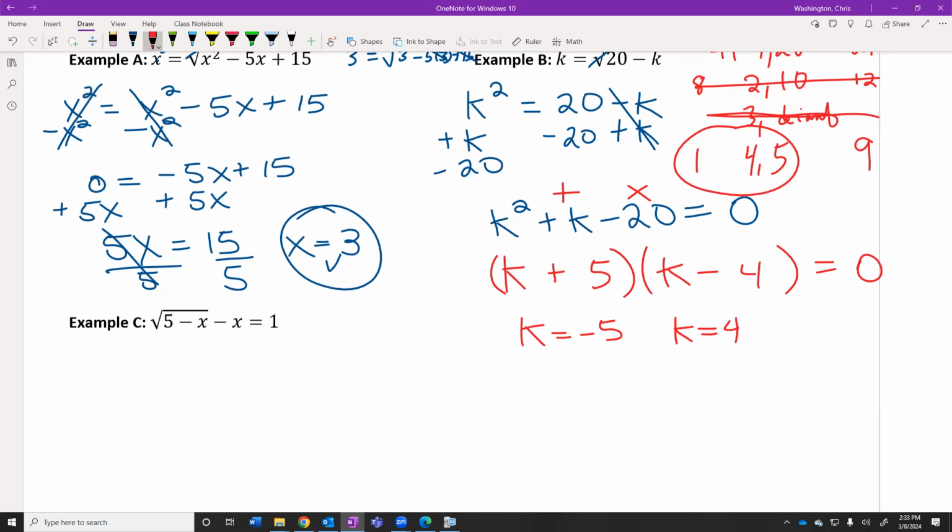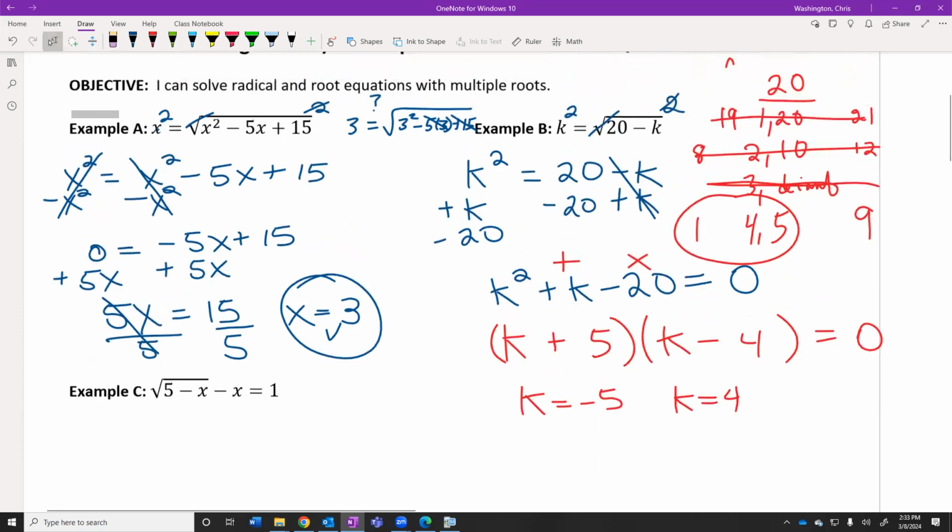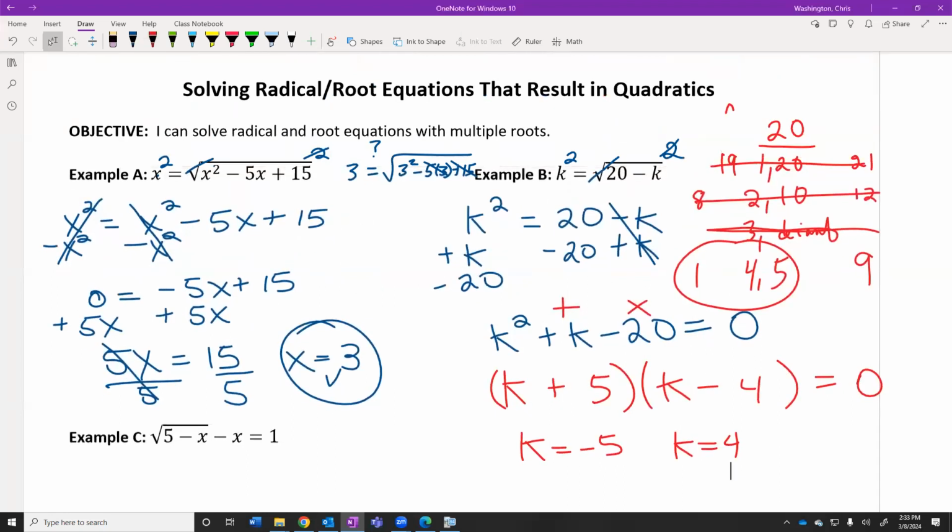It is possible that they both work. It is possible that only one of them works. It is also possible that neither of those two numbers work. How do we know? We don't until we plug them in and try. So we're going to plug negative 5 in before we square it. So before we square it, does negative 5 equal the square root of 20 minus negative 5?